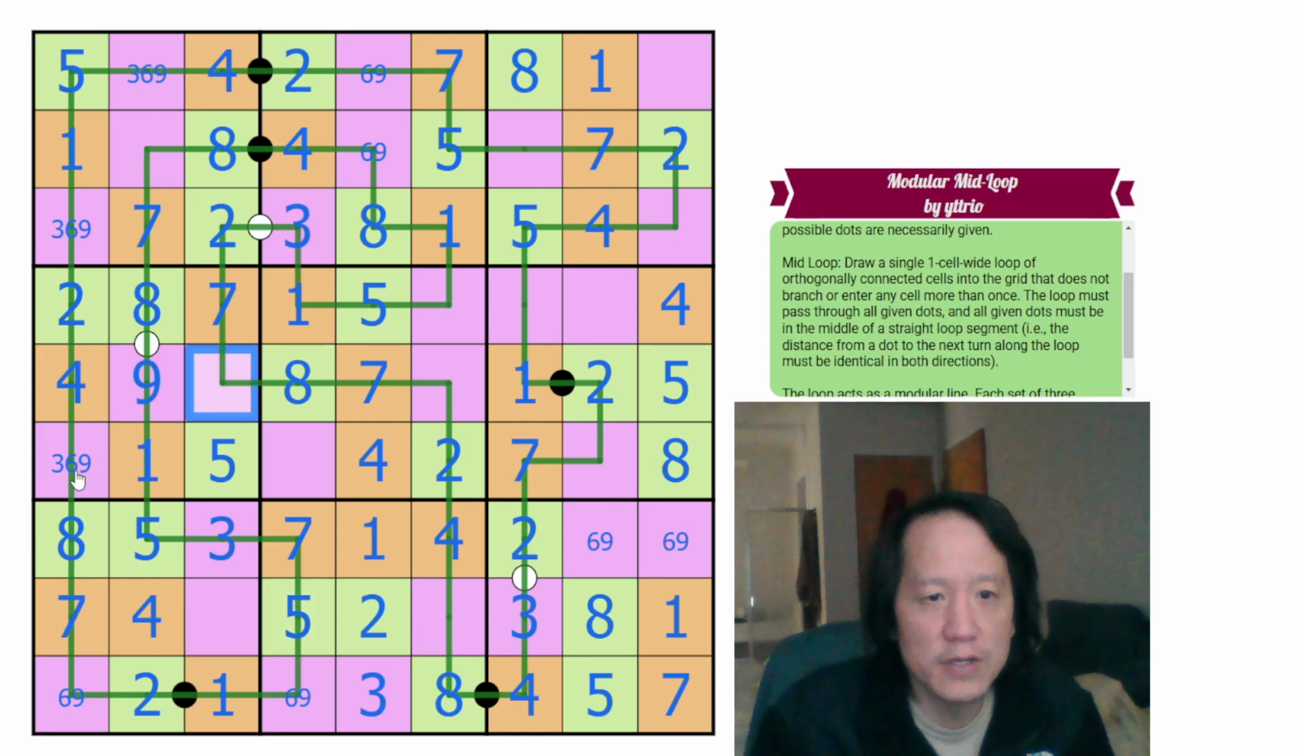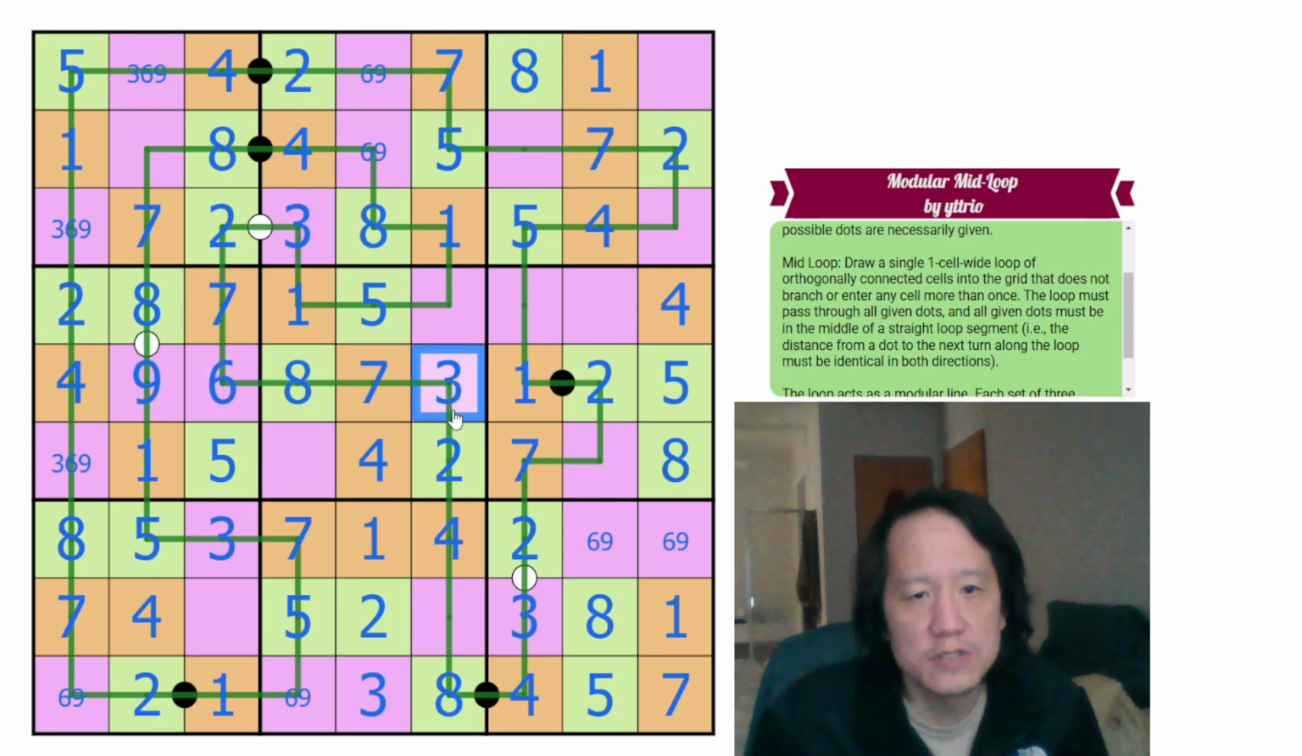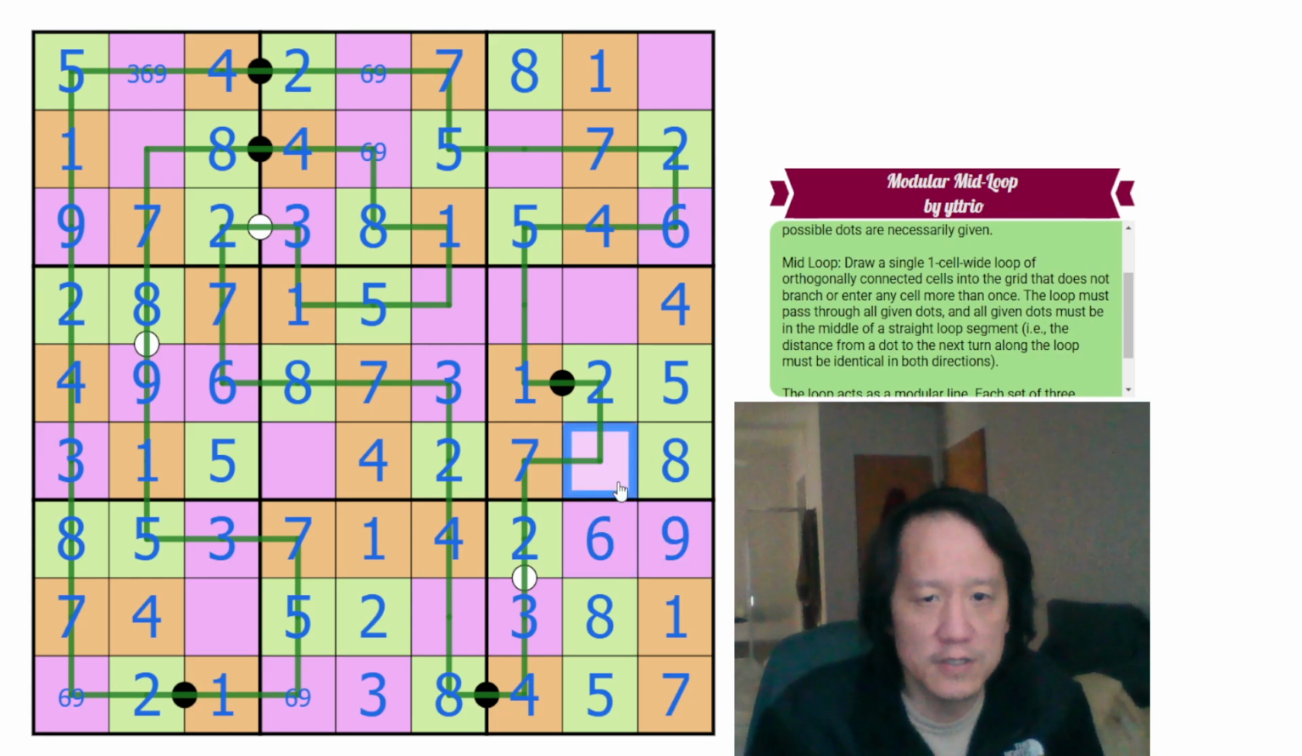So this can't be 9. This can't be 3, so this must be 6, which makes this a 3. This can't be 9 or 6 here, so this must be 3. This can't be 3. 9 cannot be either of these two, so it must be this one, which makes this a 6, which makes that 9, which makes that 6. This cannot be 3 or 6, so this must be 9, which makes that 6, and this is a 9.